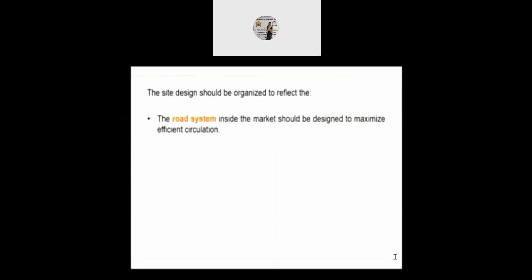So we need to take care of public transportation, public movement and private movement, how different goods and services are going to come inside, and how water is going to come inside and go out of the site. And also we need to take care of drainage and sewage treatment plants, how things are going to be taken outside of the site.